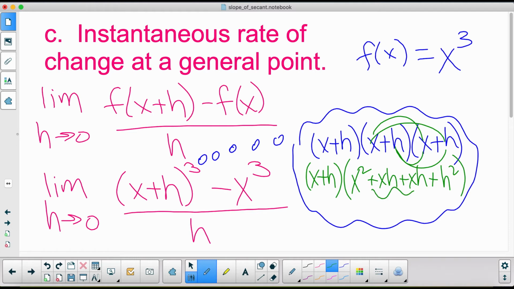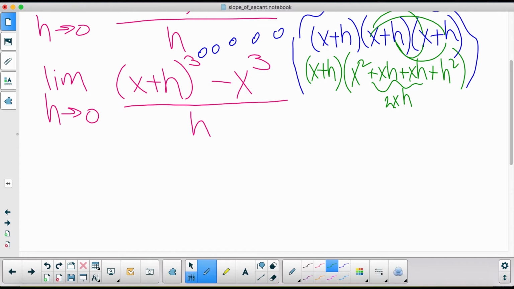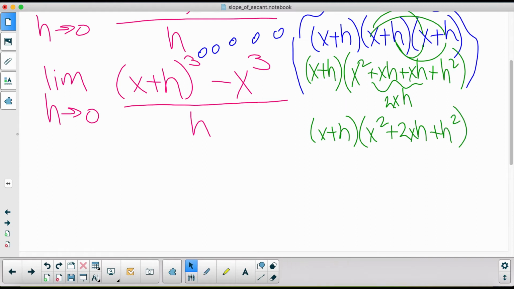And this in the center will become 2xh. I'm going to open up my thought bubble here a little bit, because now we got to multiply the last part through. So now we have x plus h times x squared plus 2xh plus h squared. This is getting to be a very big thought bubble.